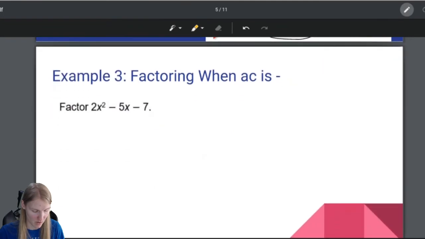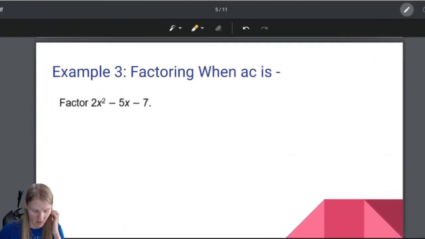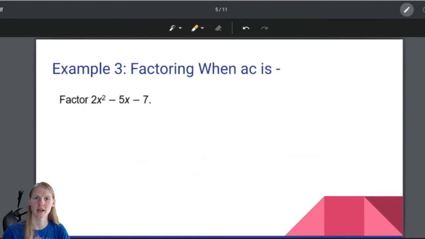All right, we're gonna do one more example, factoring when AC is negative. So when AC is negative, or wait, what are we doing? We might have another example too. I think we actually have another example too. Forgive me. It's not the last one.